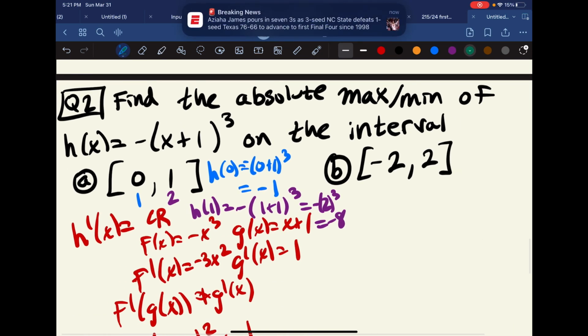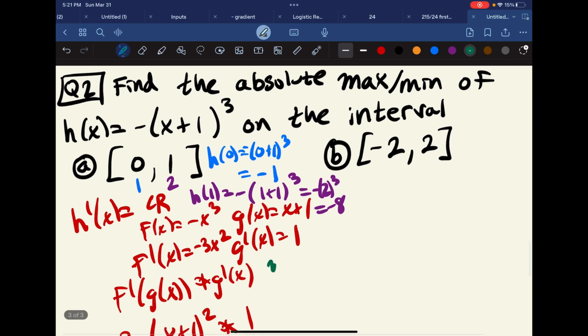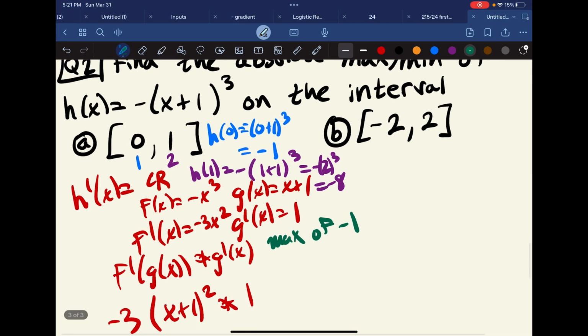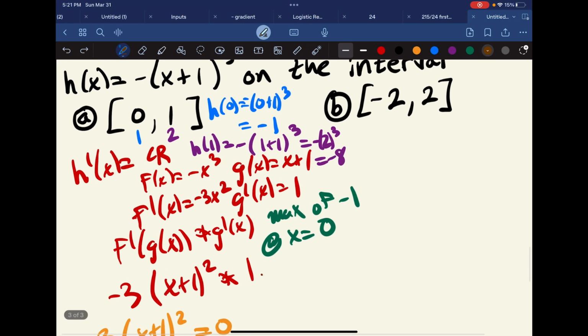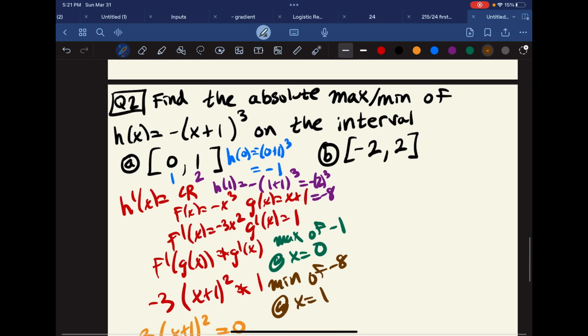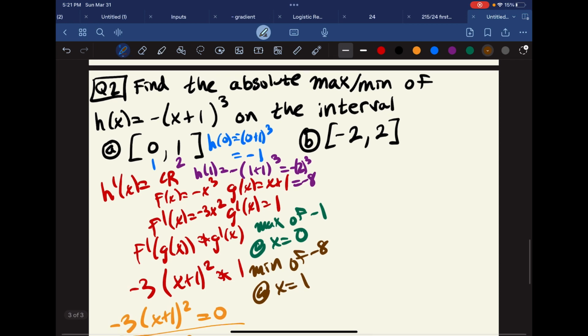So now we look at these two, and we say we have a max of, and then we're looking at negative 1 and negative 8. Figure out which one of those is a higher value. Obviously, negative 1 is a higher value, and then at x equals 0. And then we look at negative 8 and negative 1 again, figure out which one of them has the lower value, and that's going to be negative 8. So we have a minimum of negative 8 at x equals, and then what x value does it occur at? Well, that occurs at x equals 1. Okay, so that's how we would go about that.